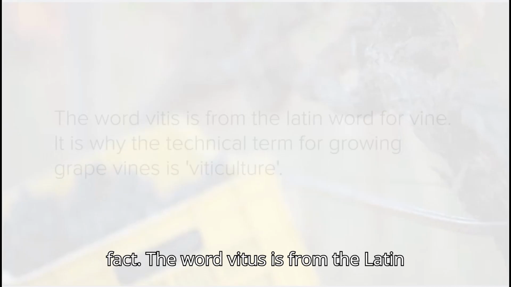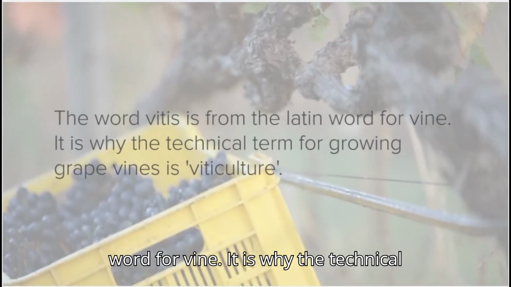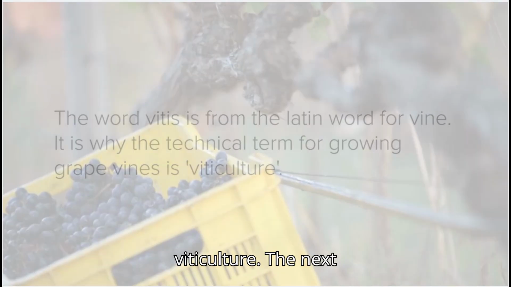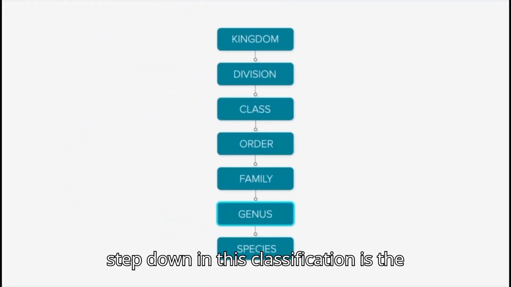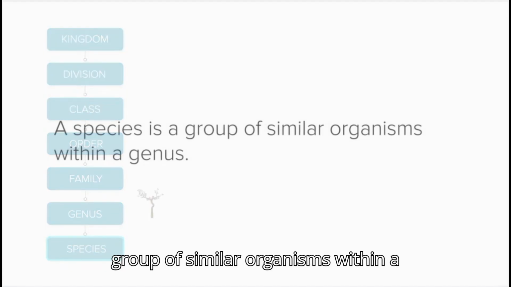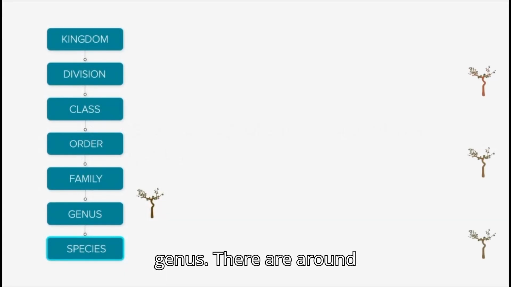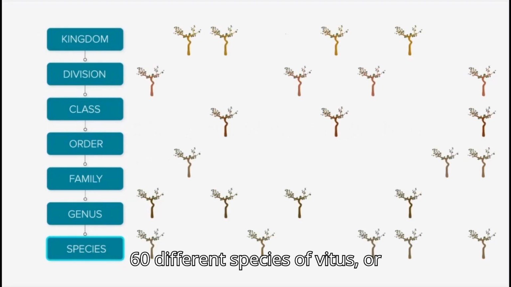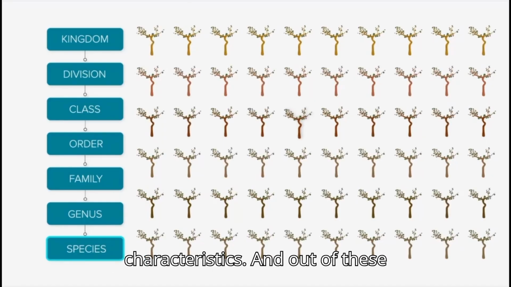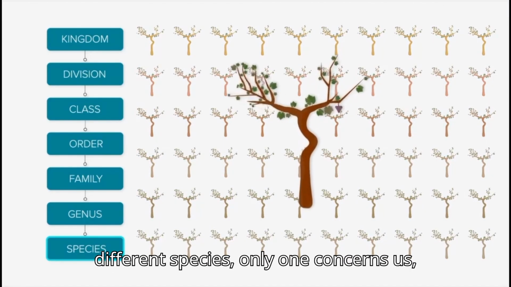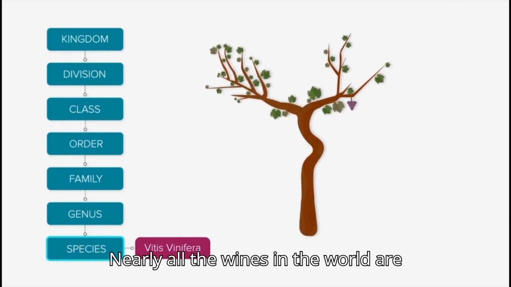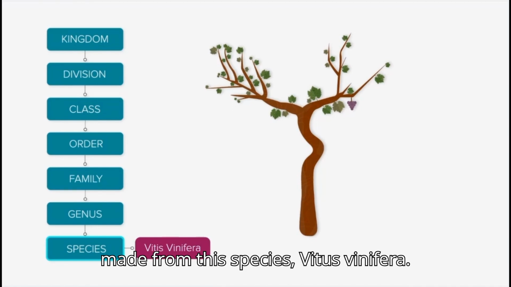Wine fact: the word Vitis is from the Latin word for vine. It is why the technical term for growing grapevines is viticulture. The next step down in this classification is the species. A species is a group of similar organisms within a genus. There are around 60 different species of Vitis, or grapevines, all with their own unique characteristics. And out of these different species, only one concerns us: the species Vitis vinifera. Nearly all the wines in the world are made from this species, Vitis vinifera.